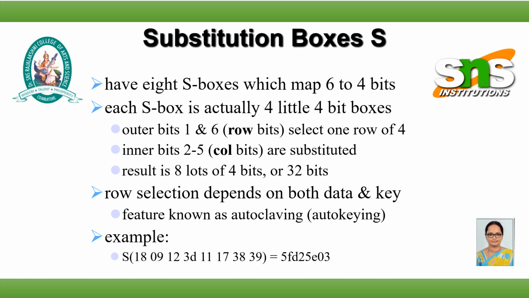Row selection depends on both data and key. Based on the key we have used and the data we have produced, the row selection will be made. Here we are using the feature known as autokeying, that means automatic key selection will be done for this substitution process. The example is given: S of 18, 9, 12, 3D, 11, 17, 38, 39.